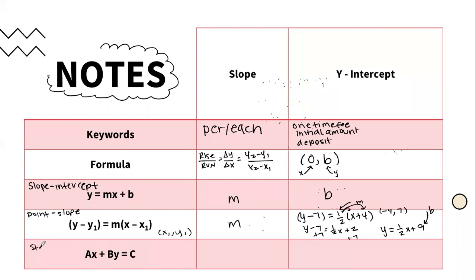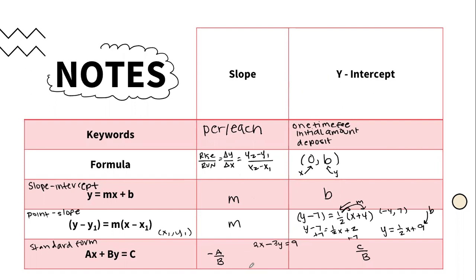And then the last equation is in standard form. Ax plus By equals C. We learned the shortcuts to find slope is -A/B, and to find the y-intercept is C/B. If you understand these shortcuts, please use them. But if you don't understand the shortcuts, then I would always change my standard form into slope-intercept form, which I would do anyway. It will definitely benefit you. So let's say I have 2x minus 3y equals 9.